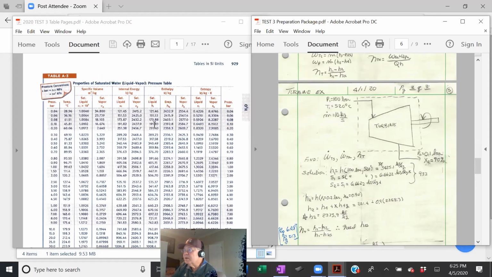Hf is now 191.83. I didn't even write it out, did I? No, I must have. 0.01 bar. Looks like I looked it up wrong, y'all.